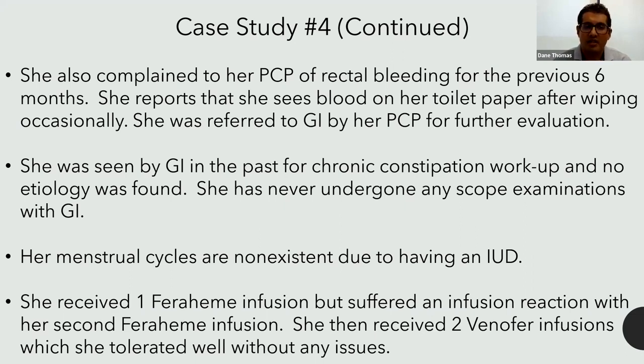She was seen by GI in the past for chronic constipation workup, and no etiology was found. She has never undergone any scope examinations with GI in the past. Her menstrual cycles upon her consultation visit were non-existent due to having an IUD. She received one ferriheme iron infusion but suffered an infusion reaction, unfortunately, with her second ferriheme infusion. She then received 2 Lenifer infusions, which she tolerated well without any issues.